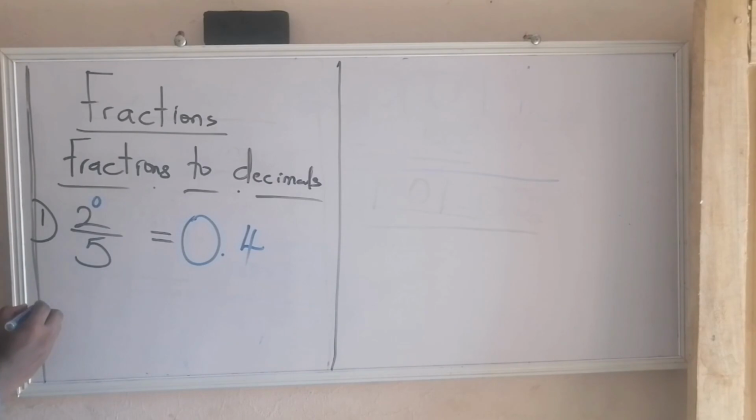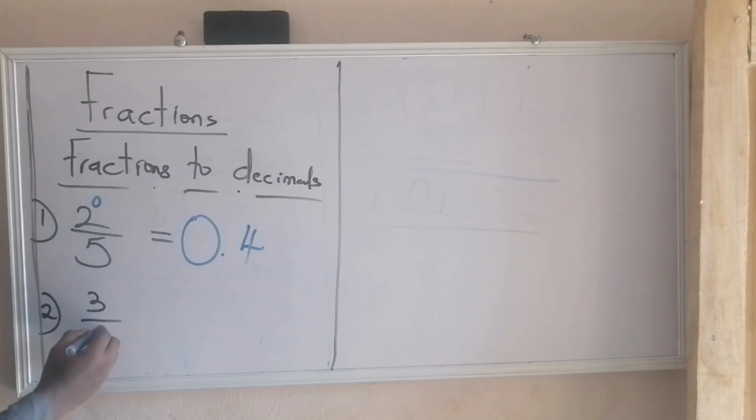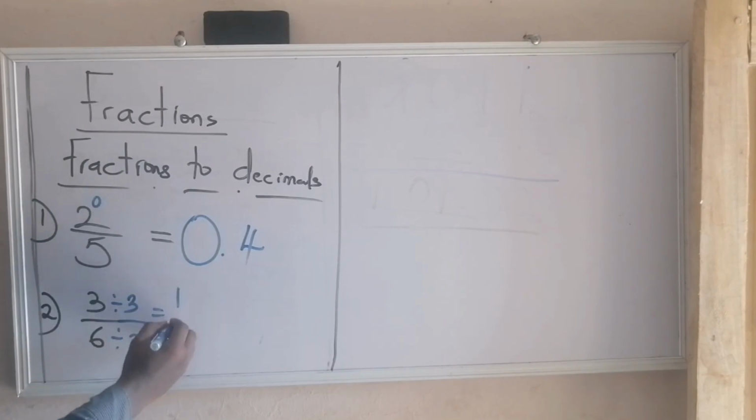Now I'm going to give you another example. Let's assume you have 3/6. If you look at this fraction, you can see that the numerator and the denominator have a common factor. So I can reduce it by dividing with the common factor. You can divide the numerator and the denominator by 3. 3 divided by 3 is 1, and 6 divided by 3 is 2.